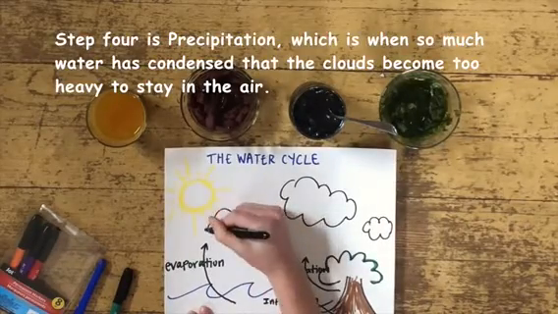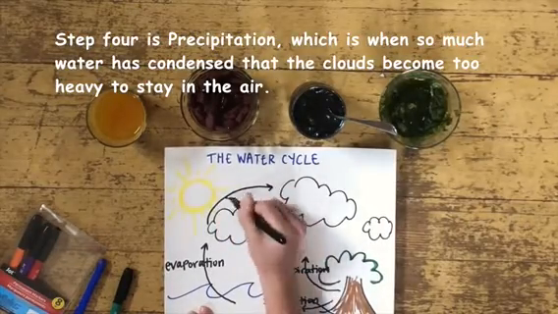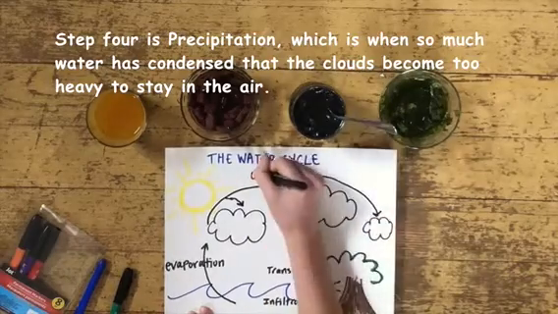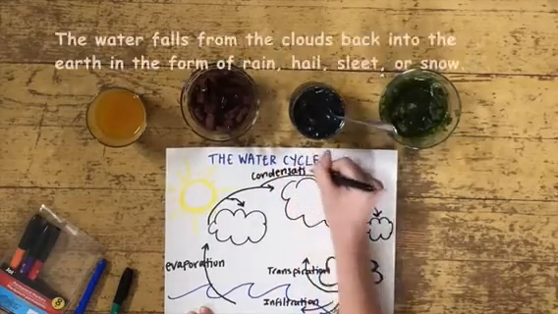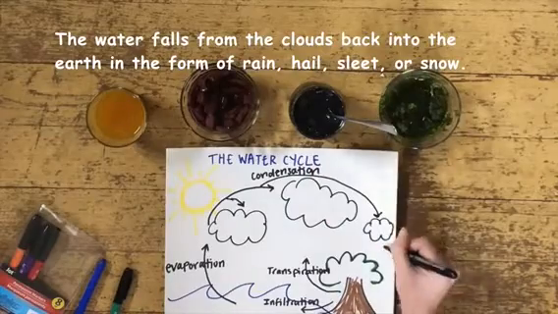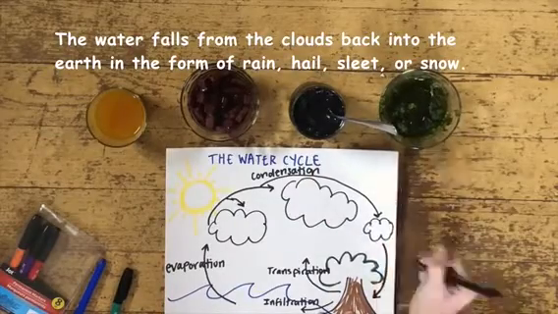Step 4 is precipitation, which is when so much water has condensed that the clouds become too heavy to stay in the air. The water falls from the clouds back into the earth in the form of rain, hail, sleet, or snow.